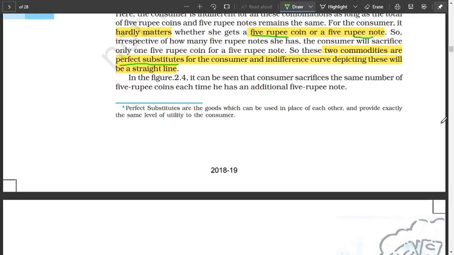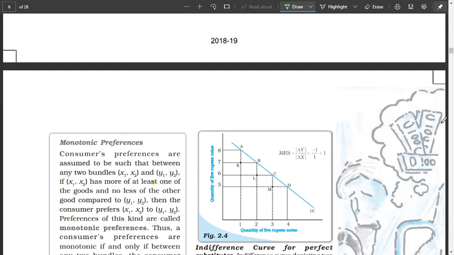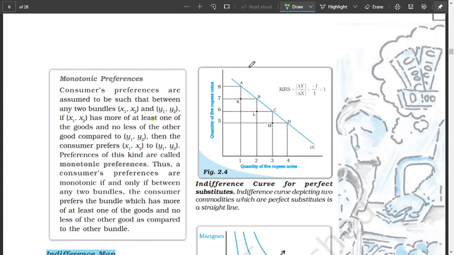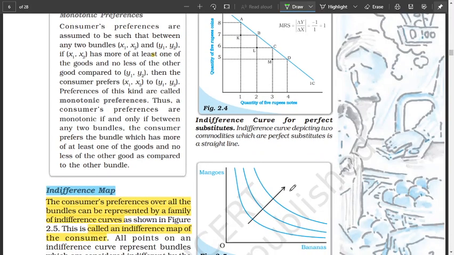Okay, that is only to know about a case of MRS. This is what we talk about. It's a straight line. 8 coins, 1 note. You want to get one more note, you sacrifice one more coin. You'll get one more note. Same value. That's why it's a straight line. But this is only for perfect substitutes.